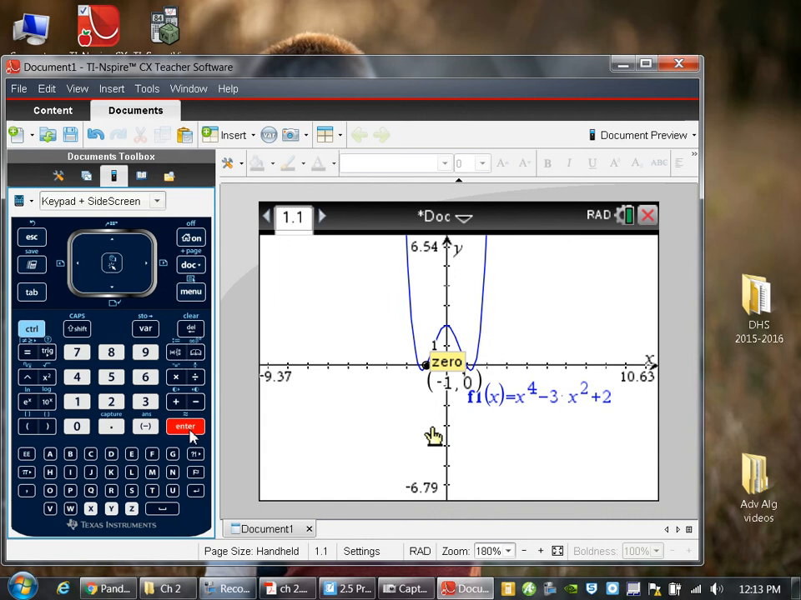Yes, ma'am? But then it gives you like a weird number. Correct. That weird number is 1.41. That's the square root of 2. Okay.